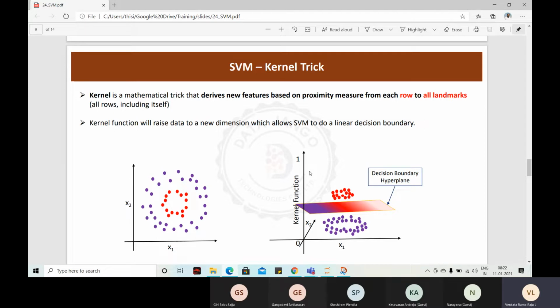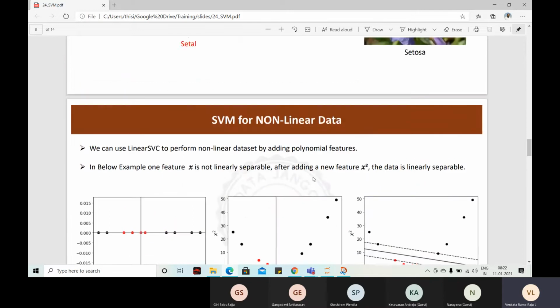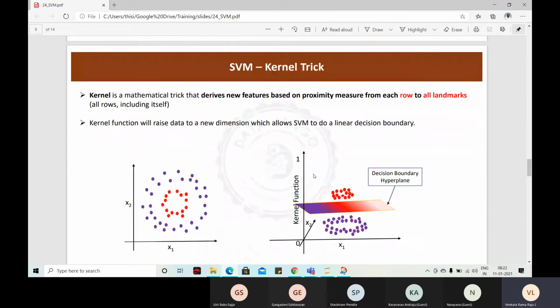If you have 100 variables, it will add a 101st dimension, right? That dimension will try to raise the data in such a way that you can place a plane, a hyperplane, between the data points. Same concept, but mathematically it is a little interesting, I would say.